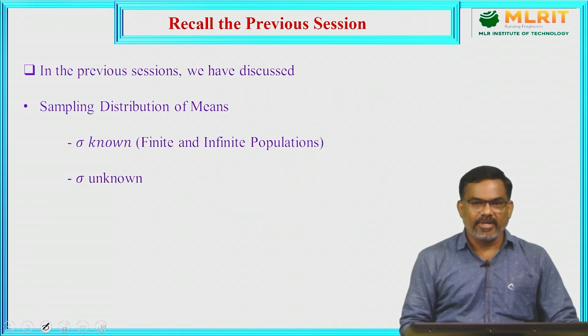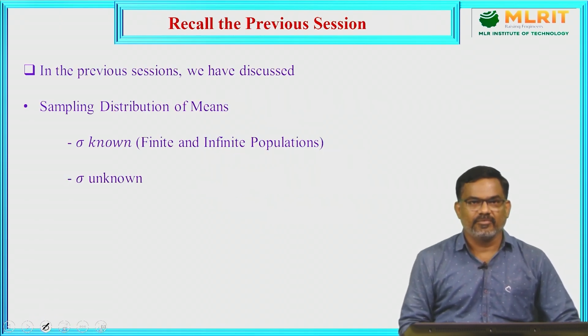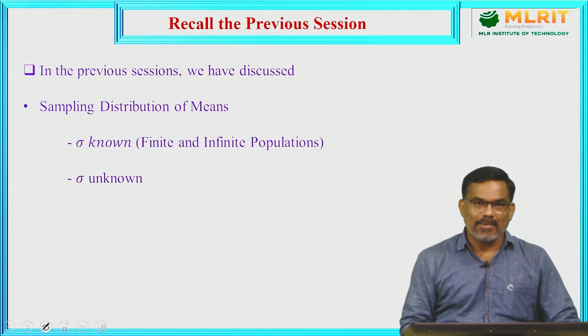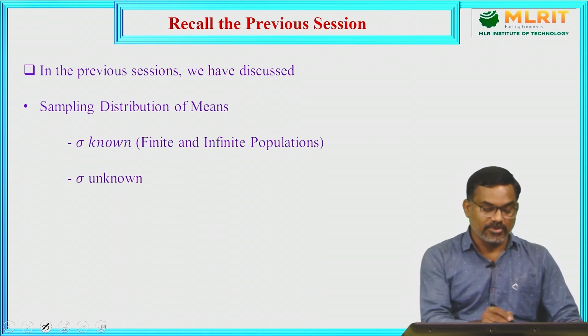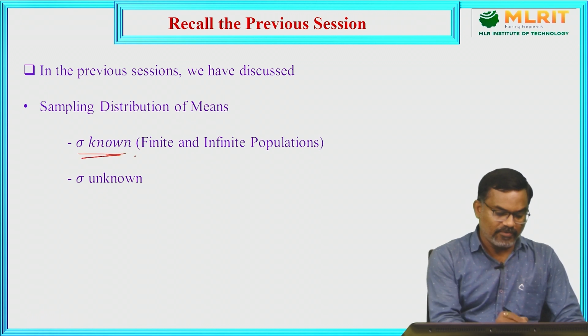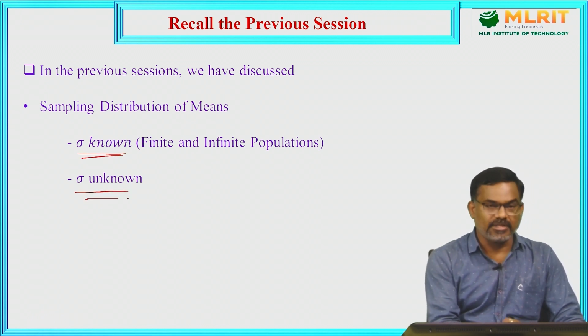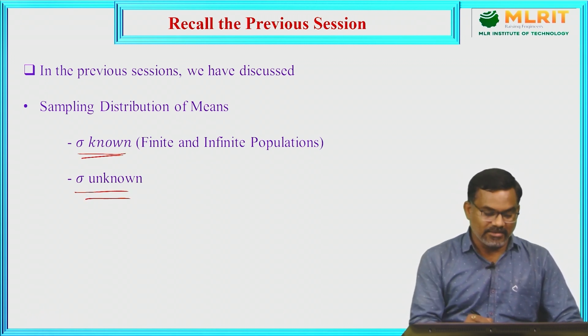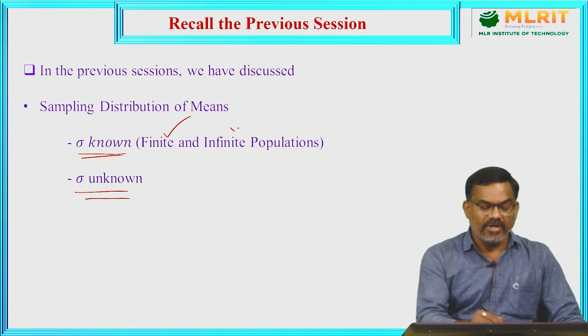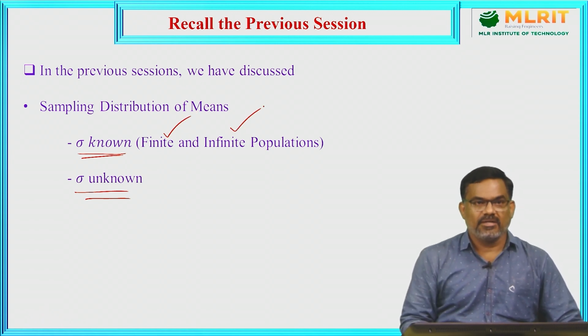Let us recall the previous session. In the last session, we discussed the sampling distribution of means. In that, there were again two types: sampling distribution of means with sigma known and with sigma unknown. And again, for finite and infinite populations, we discussed the sampling distribution of means.